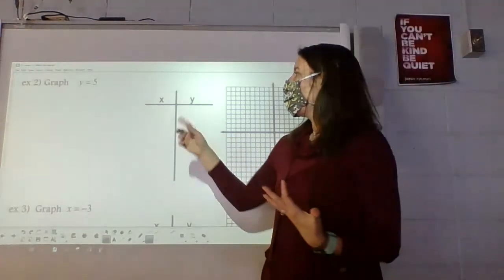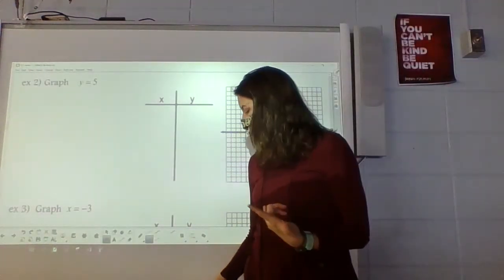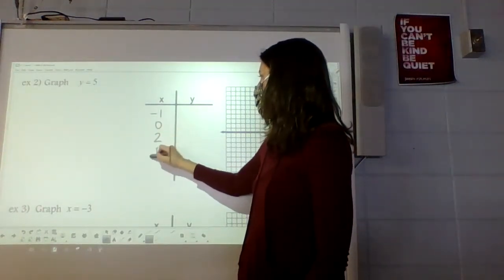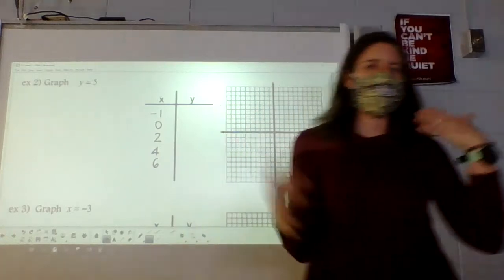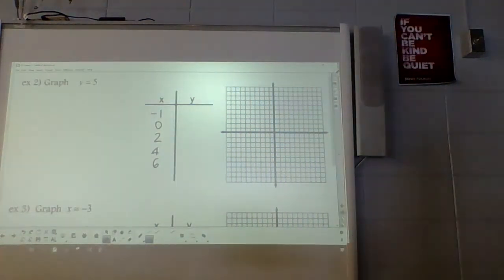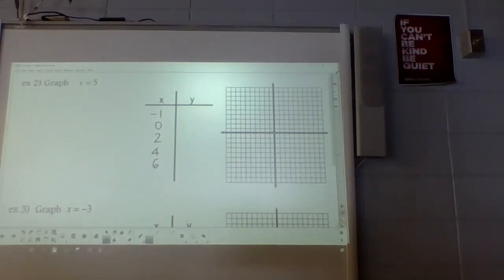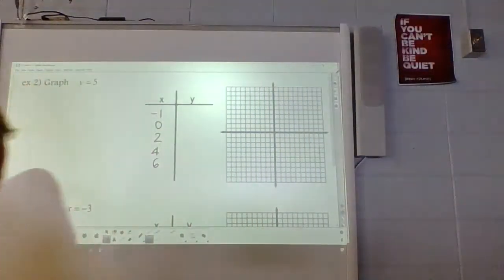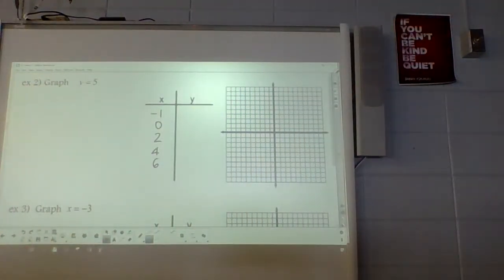So typically we get to pick our x values. So let's pick those same x values again. And I just picked those because they're nice numbers to work with. I know they're going to fit on my graph. But this time, where do I put that in? What happens? Everything is 5. So regardless of what the x is, the y is just 5.